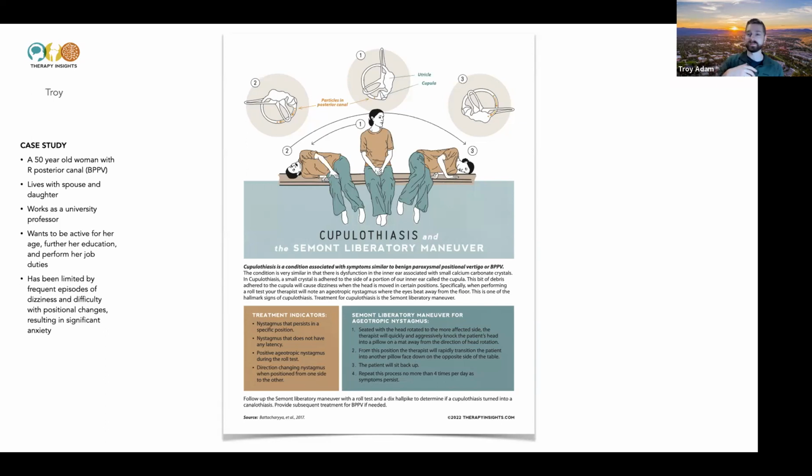That's right. If you put somebody in right side lying or left side lying, they'll have apogeotropic nystagmus, beating up towards the sky for a long period of time, and it won't go away. What that means is that the cupula inside that canal is heavy, and because of that, it causes this nystagmus.